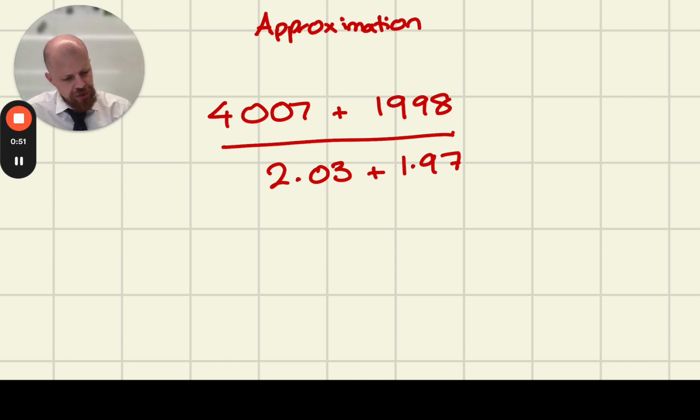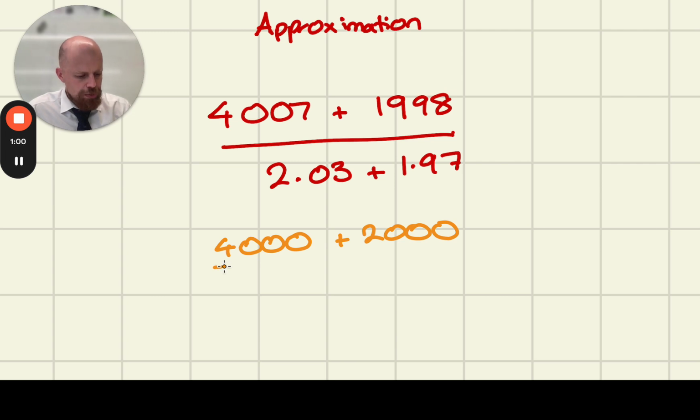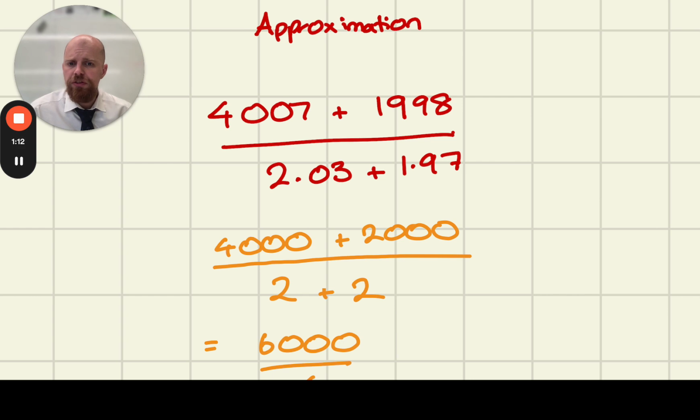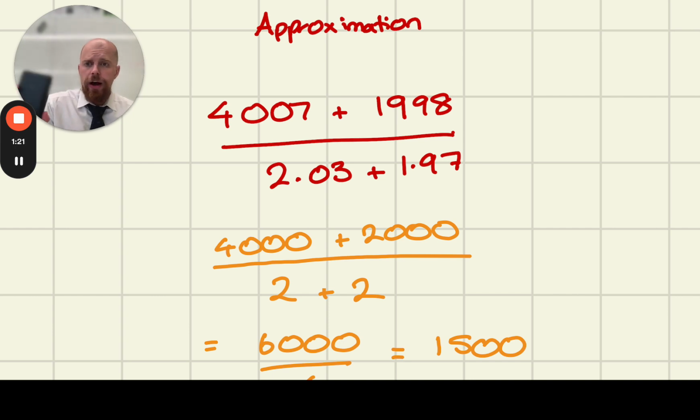Now, if I round 4,007, obviously this becomes 4,000. That's to one significant figure. 1,998 would become 2,000. And then 2.03 could become 2. And 1.97 could again become 2. So what I'm going to do is do 6,000 divided by 4. 6 divided by 4 is 1.5. 6,000 divided by 4 would be 1,500. Now, let's get our calculator and work out an exact answer.